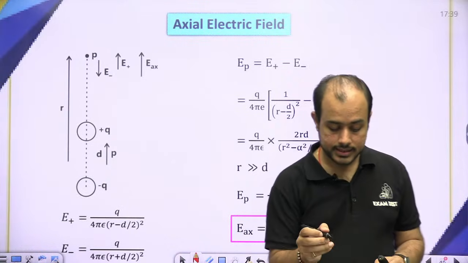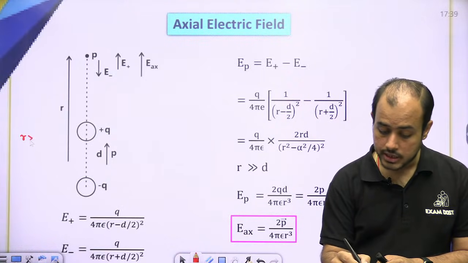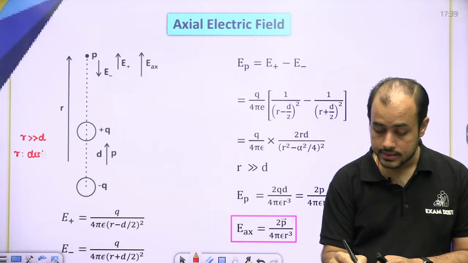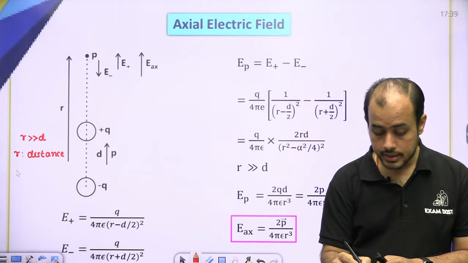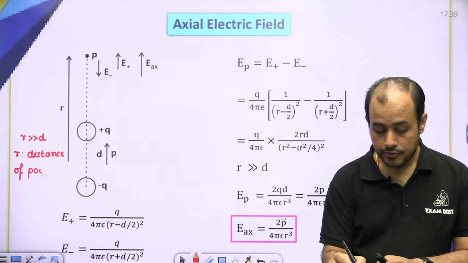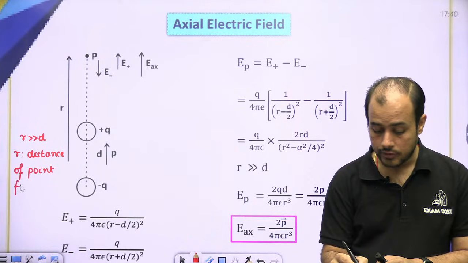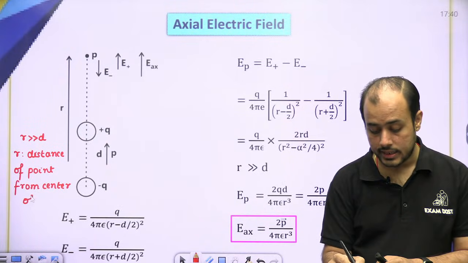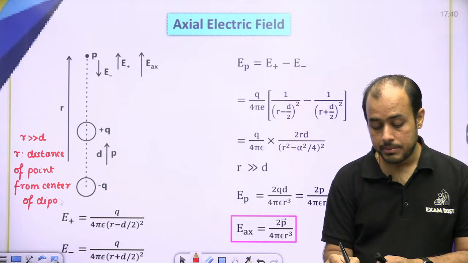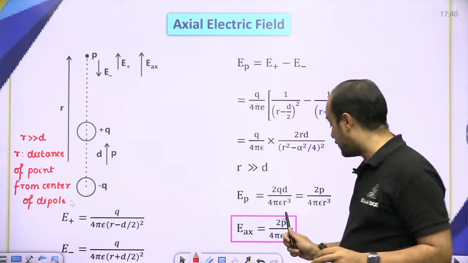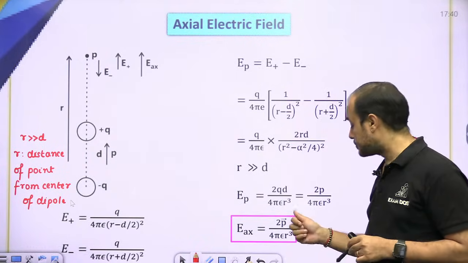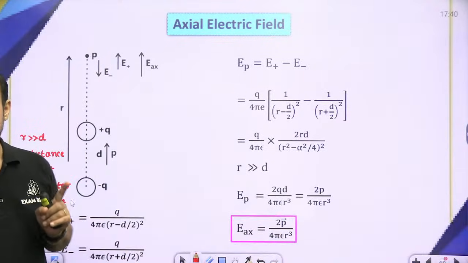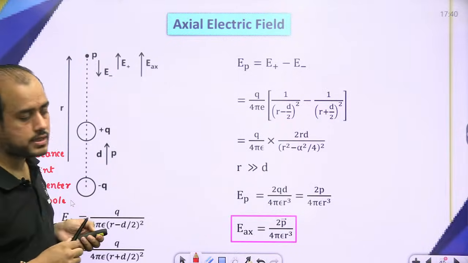Now remember this r is much greater than d, and r is the distance of the point from the center of the dipole. पॉइंट का डिस्टेंस आपको डाइपोल के सेंटर से लेना है. तो remember, to apply this formula, beta, first you should know the dipole moment, the direction of the dipole moment, and the distance and the length of the dipole should be very small.